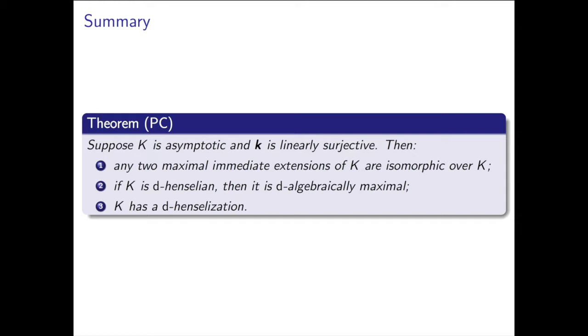Just to remind myself, all these results are about small derivation. Yes, everything here is about small derivation. In other words, when you say it has a de-Henselization, you mean it has a small one. Yes, in order to be de-Henselian, it has to have a small derivation. It's part of the definition. Right, because everything has that. Yeah. Okay.